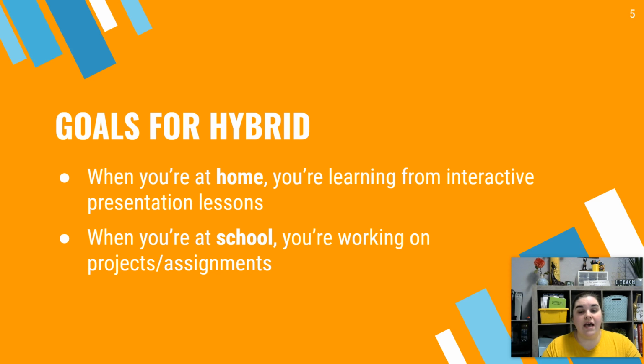And then lastly, as we move into hybrid, remember that the days that you're at home, you should be learning the content through interactive presentation lessons. So the first lesson, for instance, in Illustrator is going to be how to navigate and use the basics of Illustrator. You should be doing that lesson at home before you come to school in person. So that way, when you come to school in person, you're then working on the project or assignment that has been assigned to practice the skills and show your skills that you just learned in the lesson at home. So lessons are at home, assignments and projects are at school.